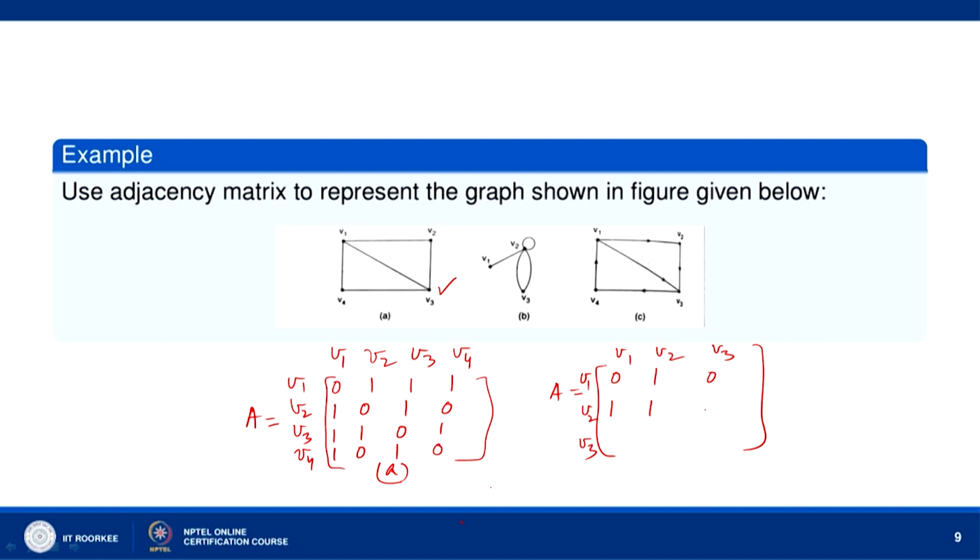Then v2 is joined to v3, and there are multiple edges between v2 and v3, this and this. So, v2v3 is equal to 2. Now, v3v1 is 0, then v3v2 is equal to 2, and then v3v3 is 0. So, this is the adjacency matrix for this problem. Here it is not symmetric because in this graph there are multiple edges and a self loop. There is one self loop and we have 2 multiple edges.